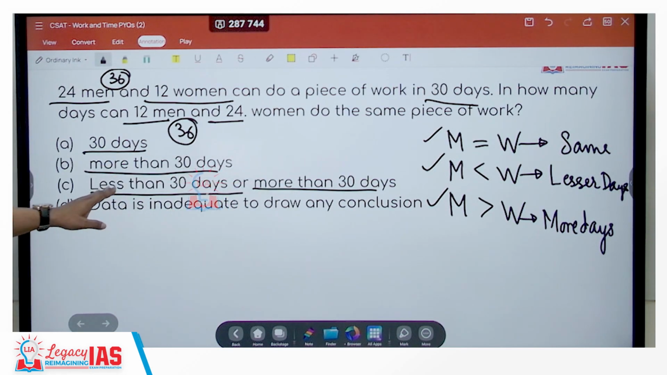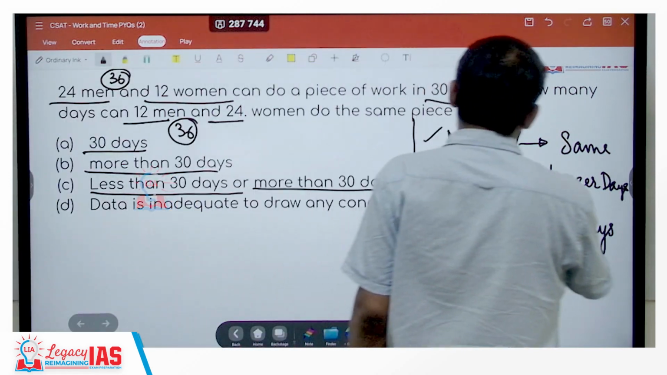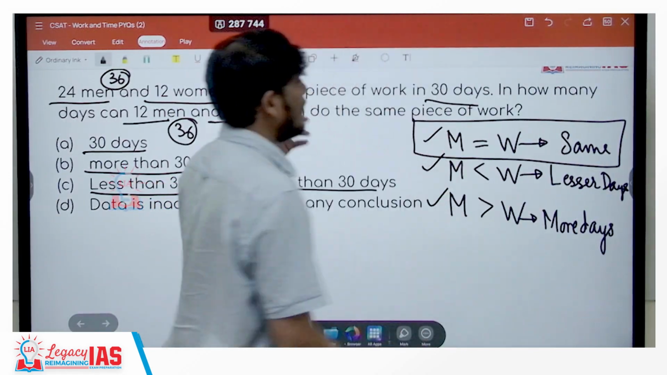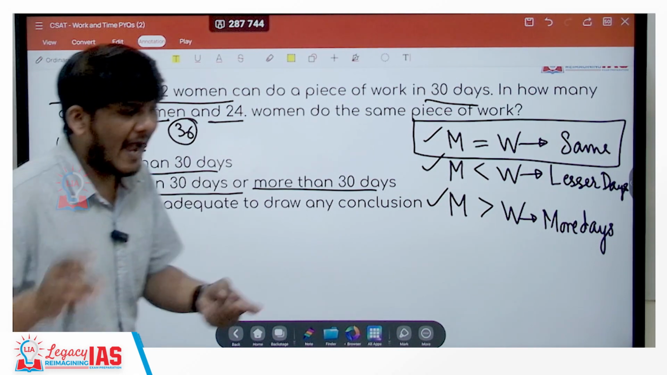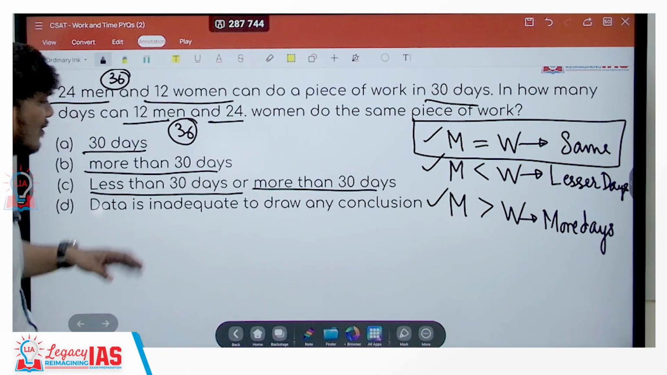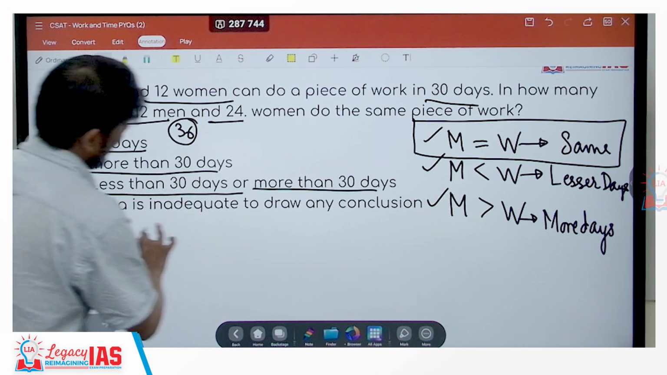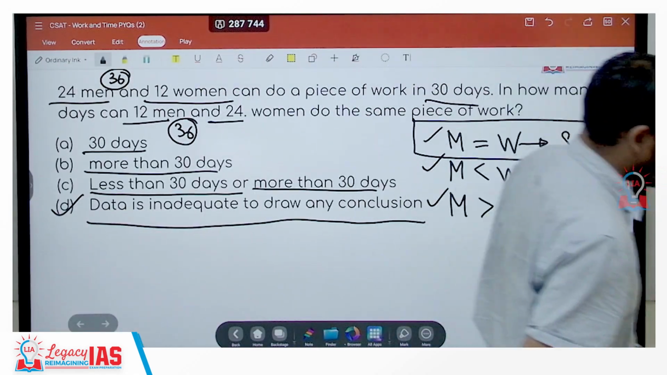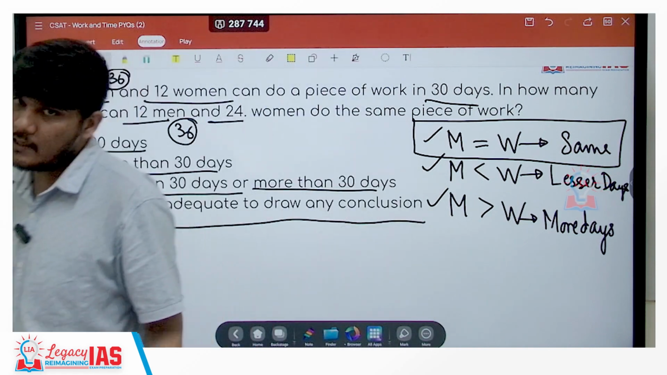Why? Because this is saying less than 30 days or more than 30 days. But there is another possibility of the same number of days if the efficiencies are the same. So this is not taking that into account. If the option would have been either less or more or same, that would have been the right answer, but there is no such option. So the correct answer would be: data is inadequate to draw any conclusion.